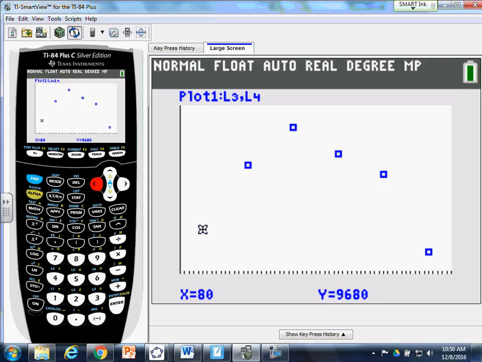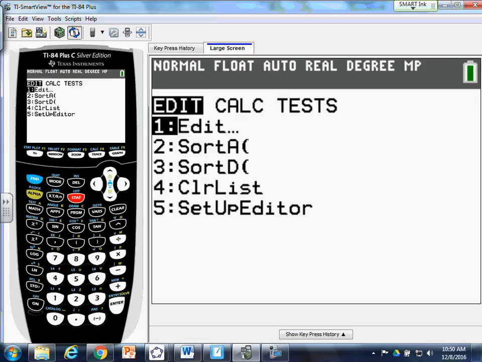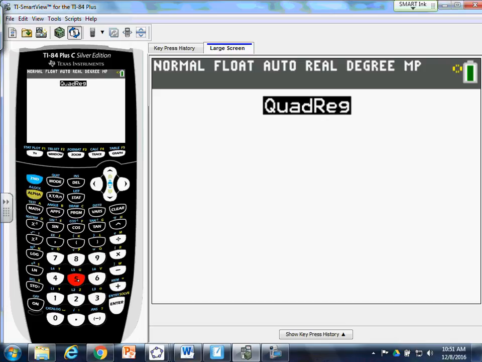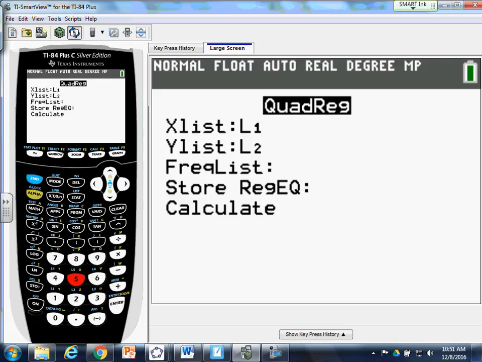To do that, we're going to go back to that stat screen, where we put the numbers in in the first place. But this time, instead of edit, we want to go over to calculate, and we are thinking again that a quadratic equation is going to be the way to go. So I'm going to press 5, quadratic regression. Again, most of the time it'll probably be list 1, list 2. This one I just happen to have them in L3 and L4, so let's change those.